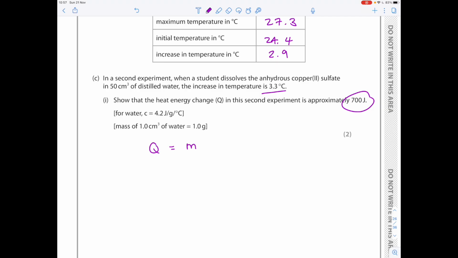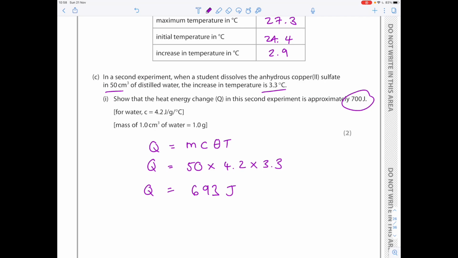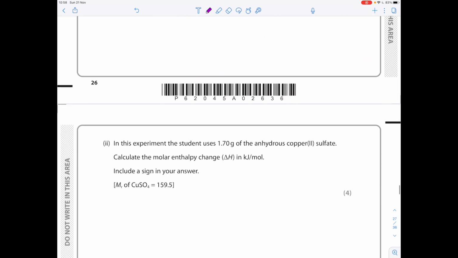So for the heat energy change, you need this equation, Q equals mc delta T. We know that 1 centimetre cubed of water has a mass of 1 gram. We've got 50 centimetres cubed, so that's why it's 50 grams, times the specific heat capacity we've been given, times that temperature change, which is 3.3. Pop that into your calculator to get 693 joules. Well, thank goodness, that's around 700 joules, so we're all good.